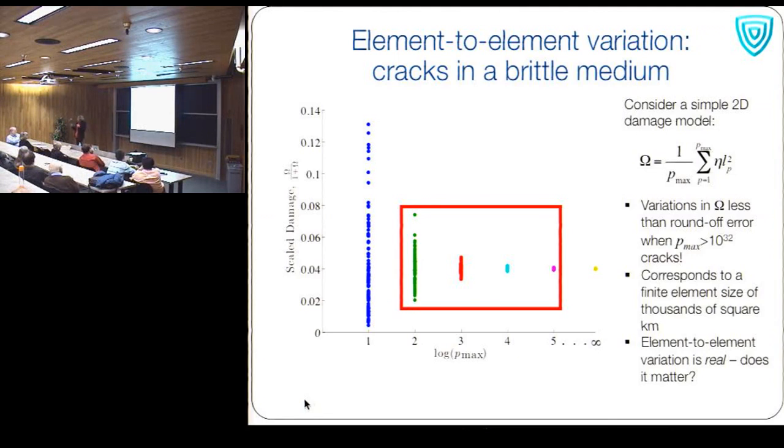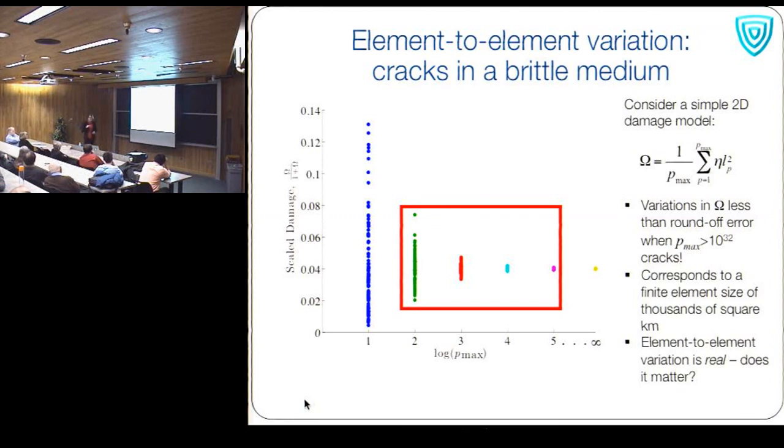So then we did a quick little analysis. How many cracks per unit area, thinking of this as a 2D slice of material, do we see in the ceramic? It turns out this corresponds to a finite element size of thousands of square kilometers. So, okay, if you want to say that down to round-off we don't care about these variations, then you have to be prepared to say your finite element model is discretizing units of kilometers.